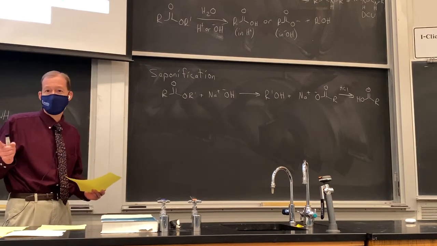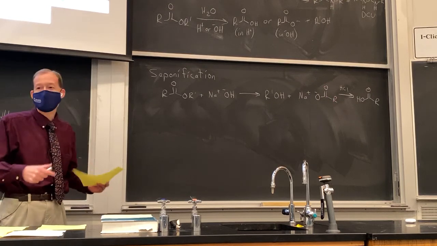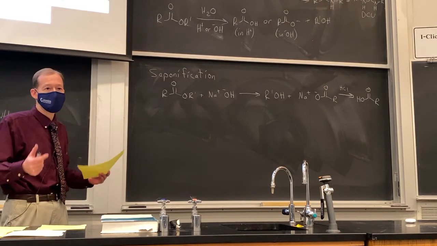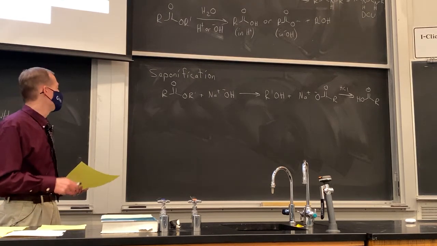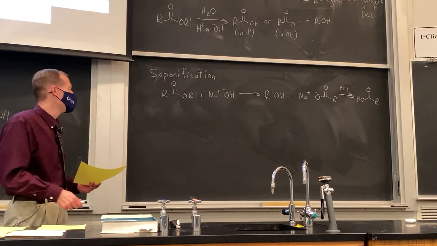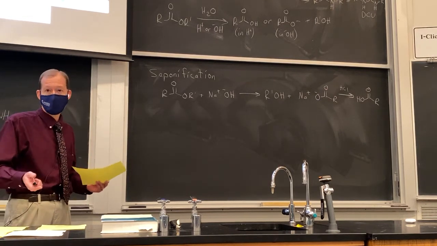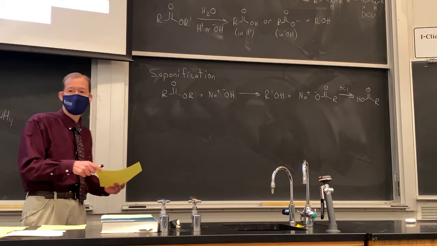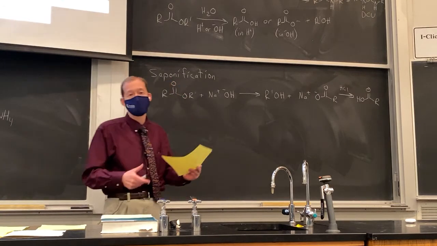Another aspect of this reaction, which is important to note, is that the product is not the carboxylic acid. The product is the carboxylate. If you just add a base such as sodium hydroxide to the ester, you'll get the alcohol, but you do not get the carboxylic acid. You get the carboxylate species. If you want the carboxylic acid, you would have to add some acid, such as HCl, to protonate that.